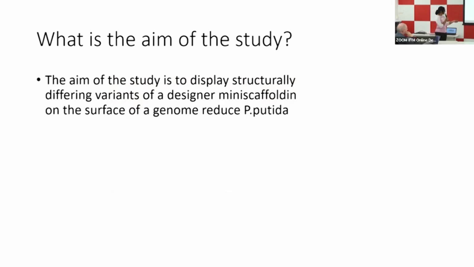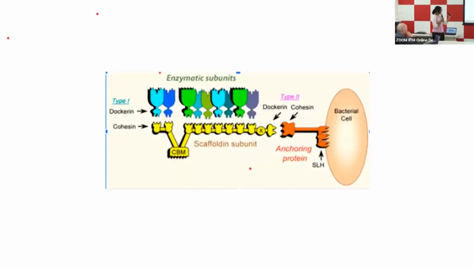Before I start, I wanted to explain a bit about a cohesin-dockerin pairing. Basically, in our bacterial cell, we have a scaffolding subunit on the surface. The scaffolding subunit has a cohesin binding domain that binds to the dockerin binding domain on the enzymatic subunits. The greater the binding affinity of the cohesin-dockerin pair, the greater the effectivity of our enzyme.